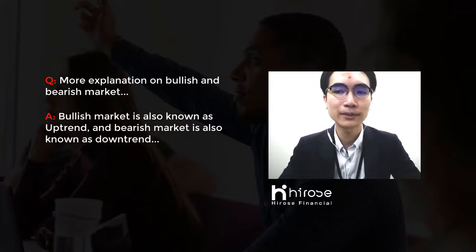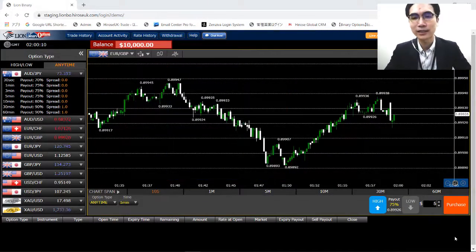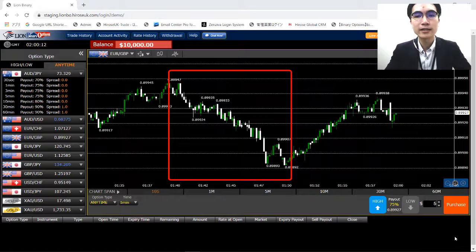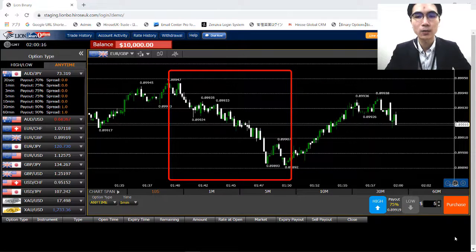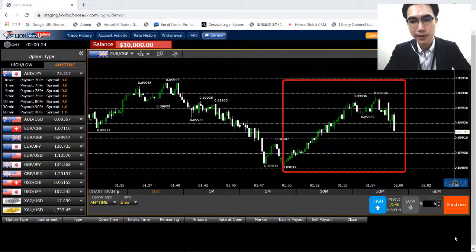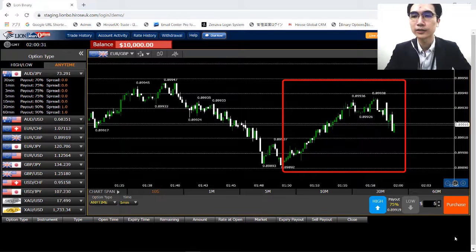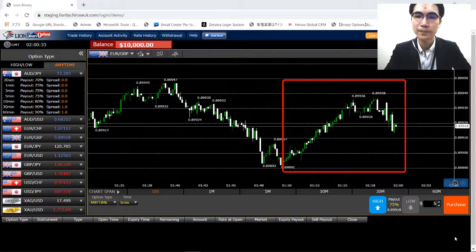Let's quickly look at the chart here. We can see that the price goes down overall at this part here, so we will call this market a bearish market or a downtrend. When the price develops further, the trend direction changes, and it turns into a bullish market or an uptrend. That's how we tell a trend, by looking at the overall direction of the market.